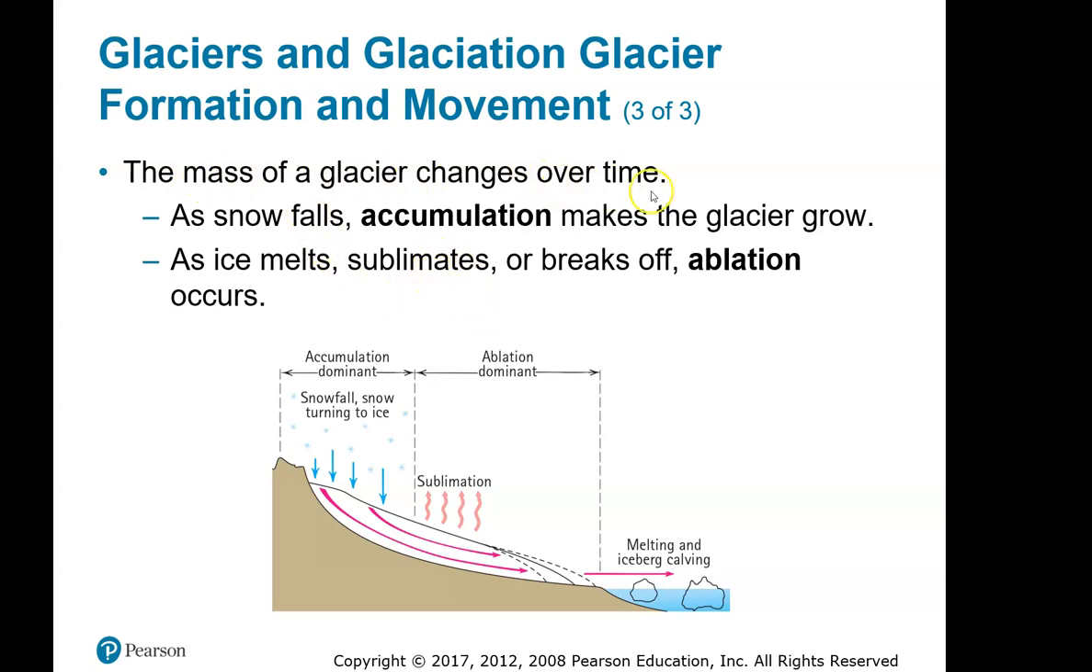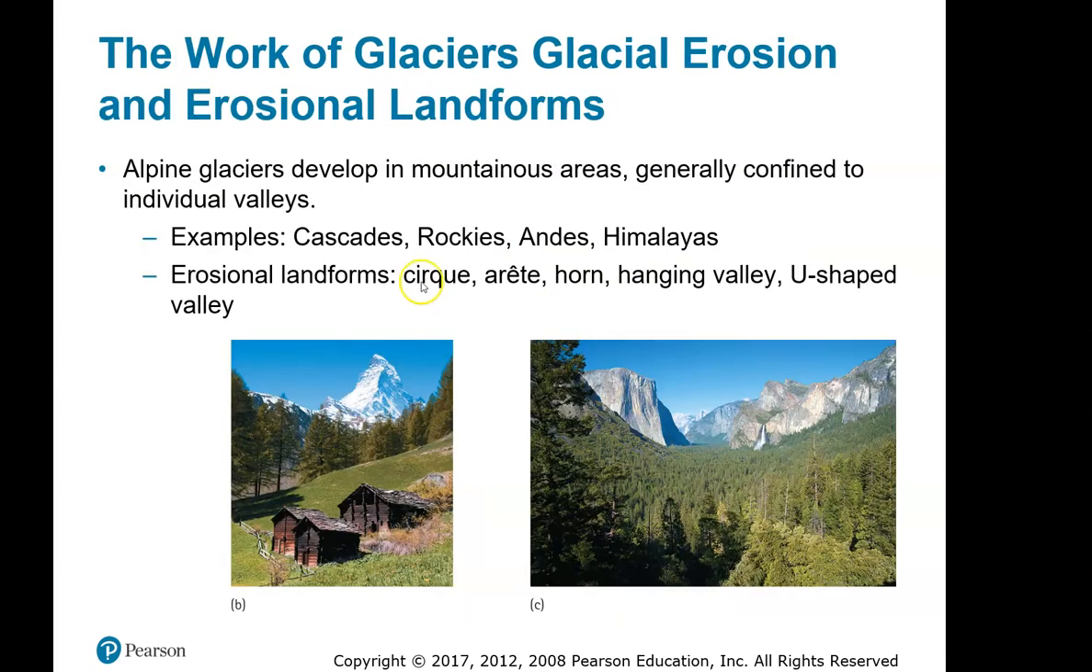The mass of a glacier changes over time, and there are two opposing things going on. You get accumulation, which is snow that falls onto the glacier and eventually turns to ice, making it bigger. The other is when some of the ice of the glacier melts, or it sublimates, that is, it turns directly from a solid into a gas, water vapor, or it simply breaks off. That's called ablation. Ablation is just the opposite of accumulation as far as glaciers go.